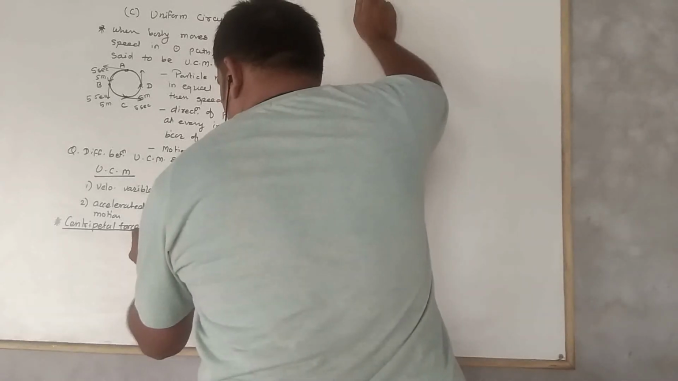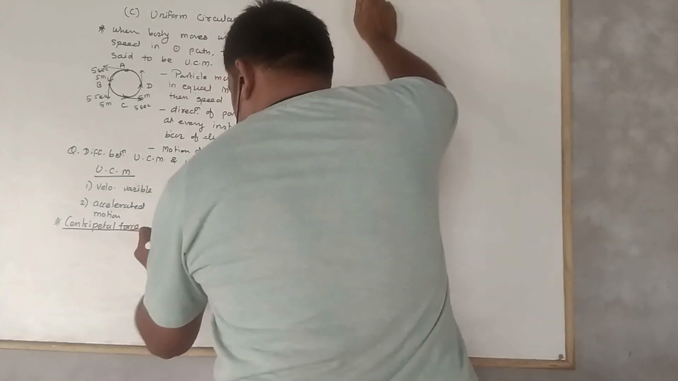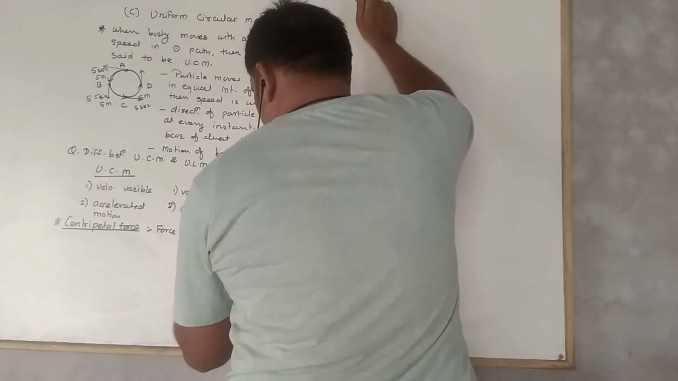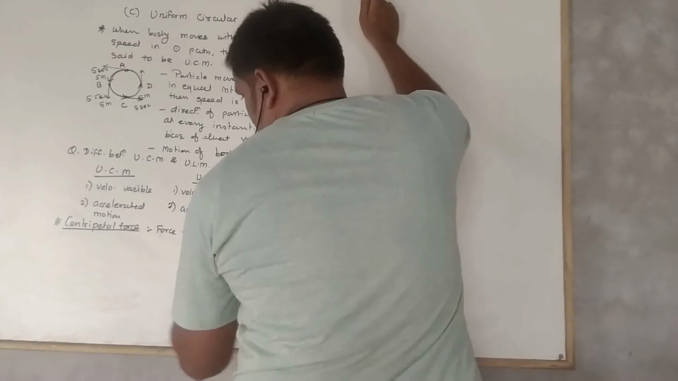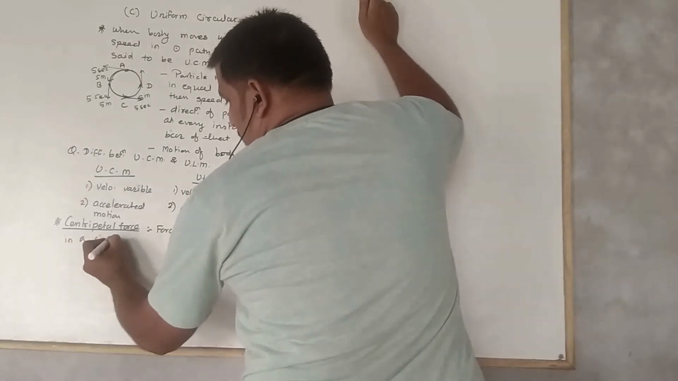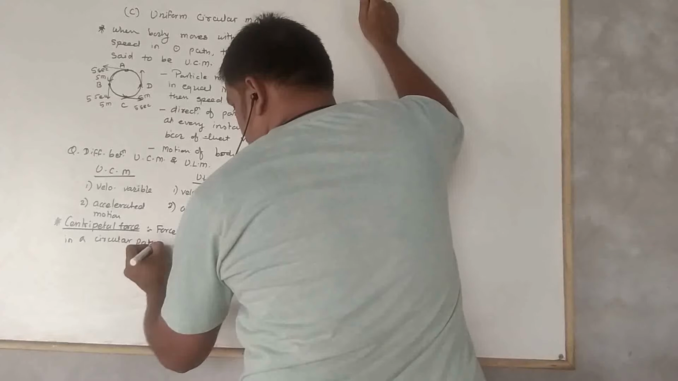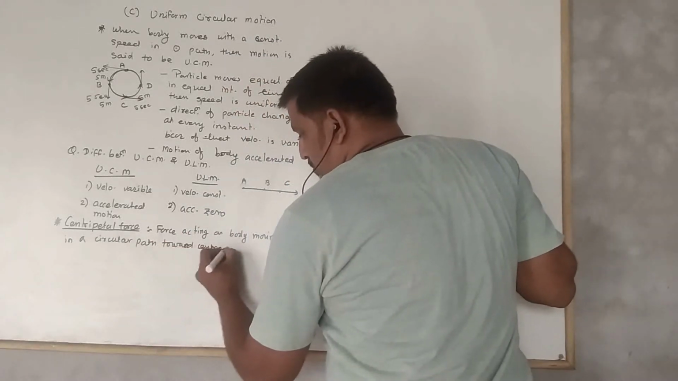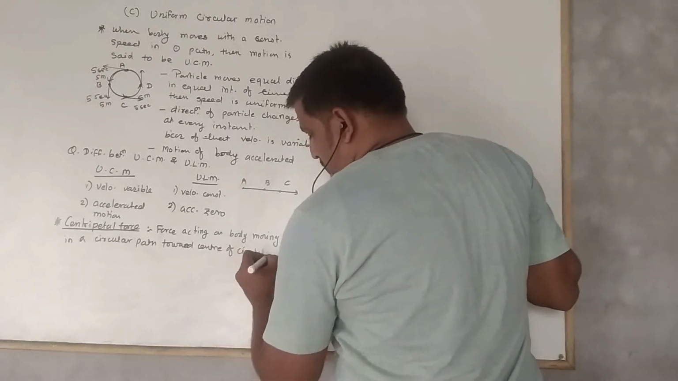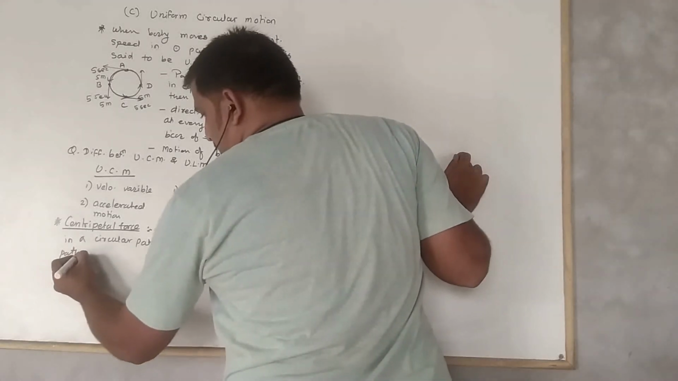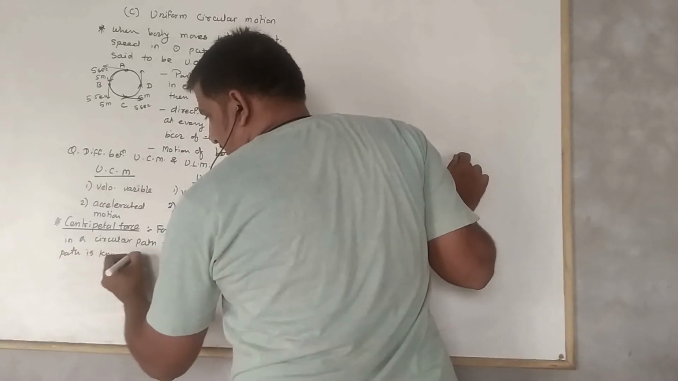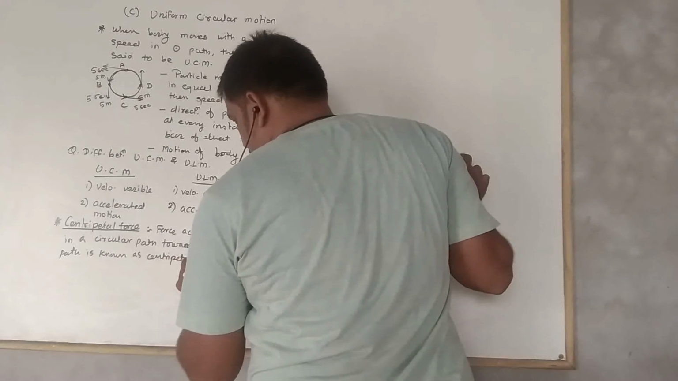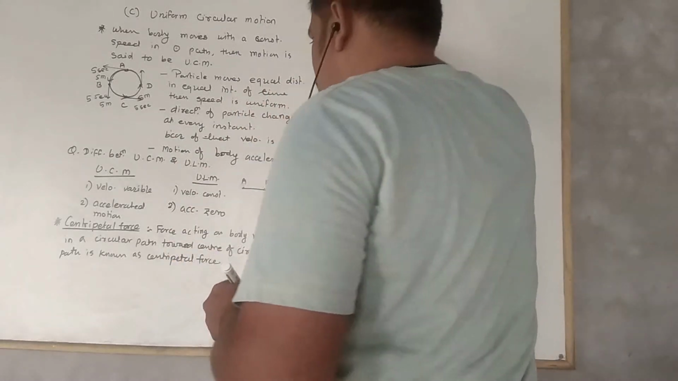What is the definition of centripetal force? A force acting on a body moving in a circular path, toward the center of the circular path, is known as centripetal force. So this is the definition of centripetal force.